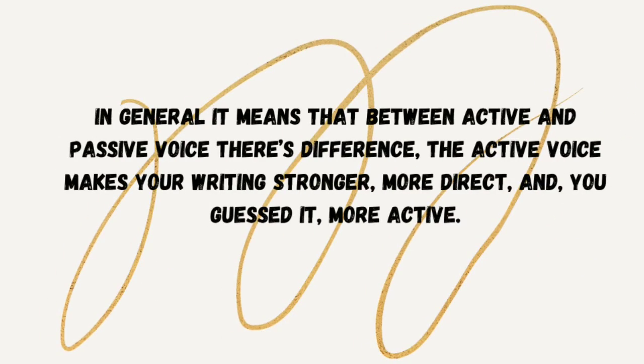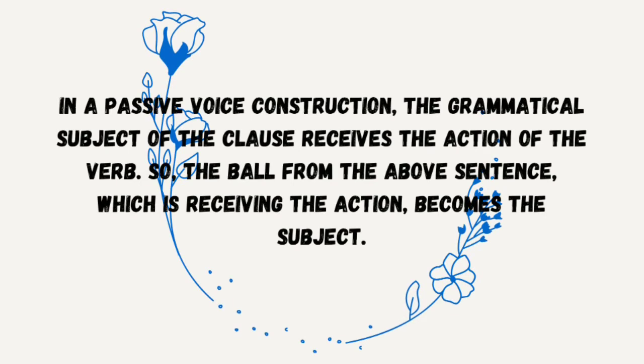The active voice makes your writing stronger, more direct, and, you guessed it, more active. The subject is the one that does the action of the verb in the sentence. With the passive voice, the subject is acted upon by some other performer of the verb. In a passive voice construction, the grammatical subject of the clause receives the action of the verb. So the ball from the above sentence, which is receiving the action, becomes the subject.